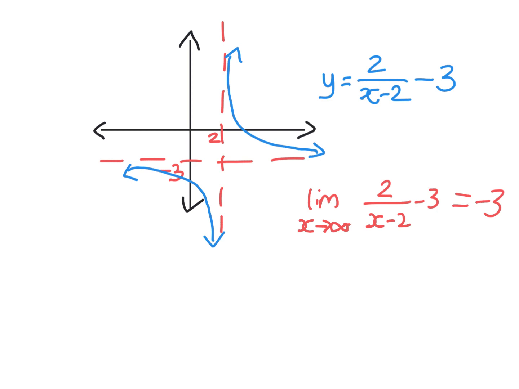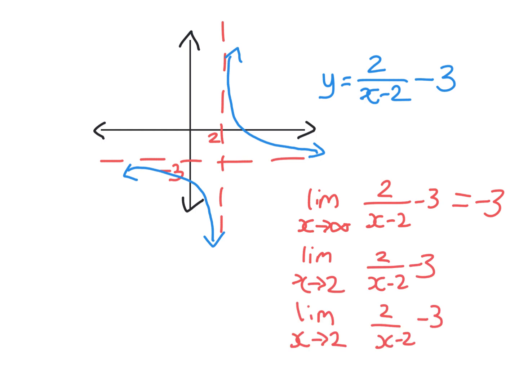All right, what would be the limit as x approaches 2? See, here we have a bit of an issue. As x approaches 2 from the right-hand side, you can see y, the function, is just getting larger and larger. But when x approaches 2 from the left-hand side, y, the function, is getting smaller and smaller.